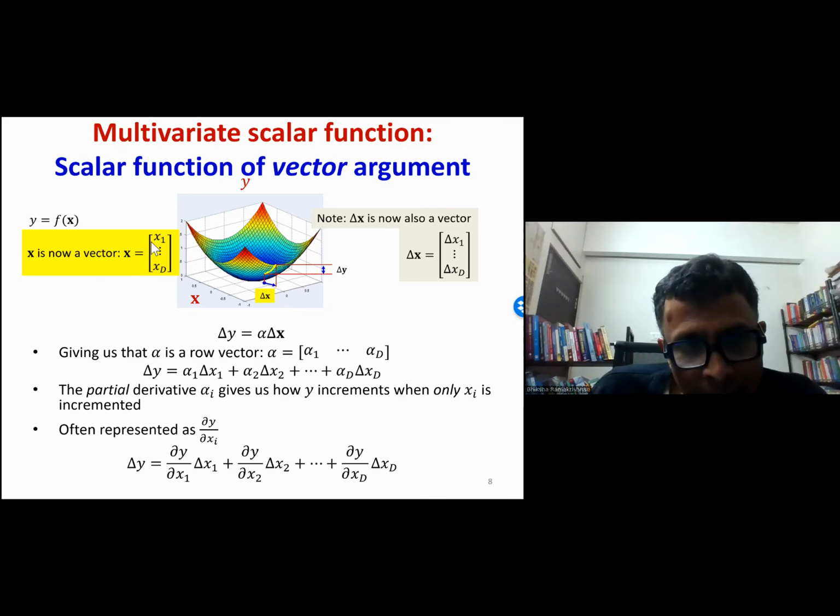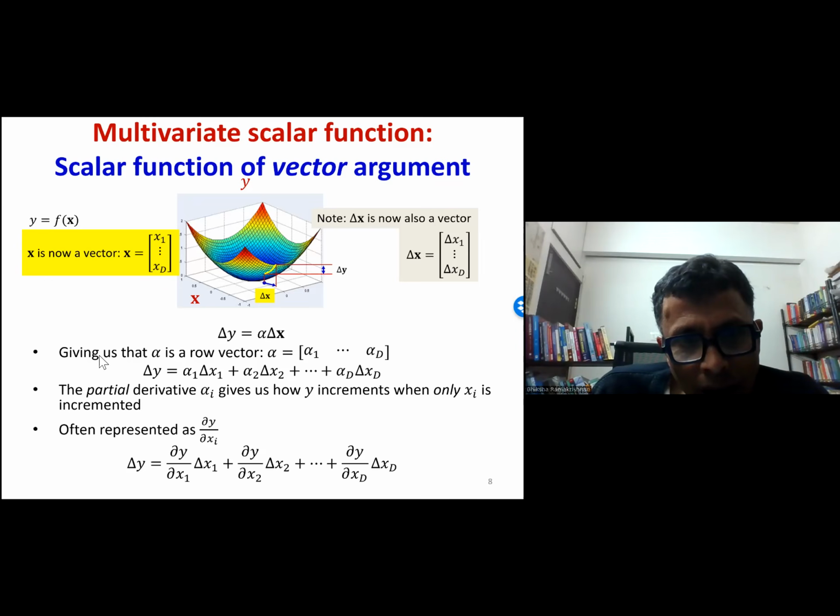Now, if x is a column vector of this kind, what kind of vector will delta x be? Anyone? I need a response, guys. It's going to be a column vector, right? Now, what about delta y? Is delta y a vector or a scalar? Okay. So what can you tell me about alpha then? What must alpha be? What kind of vector? A row vector, right? Because if delta x is a column vector, alpha must be a row vector so that the product ends up being a scalar.